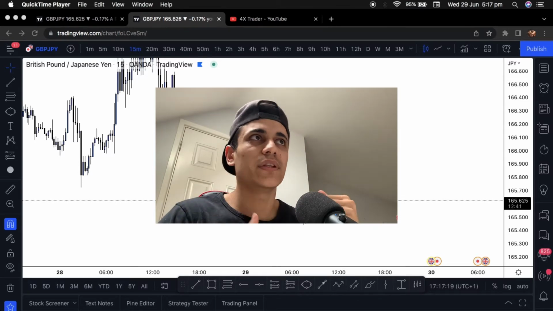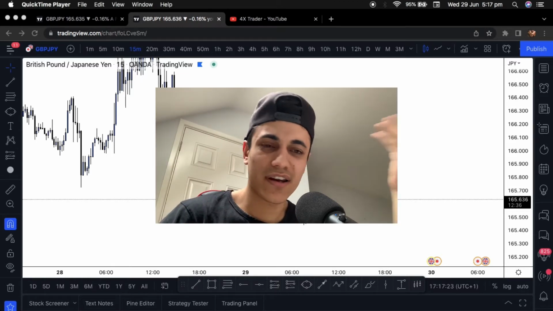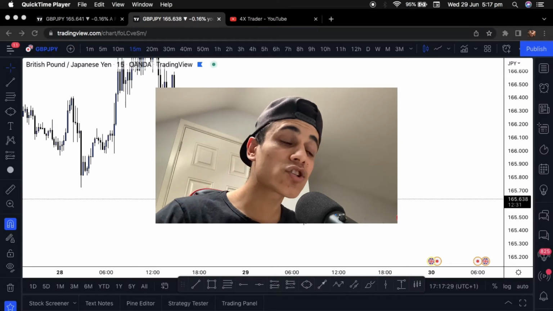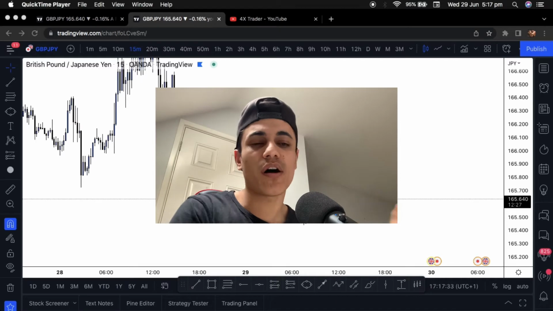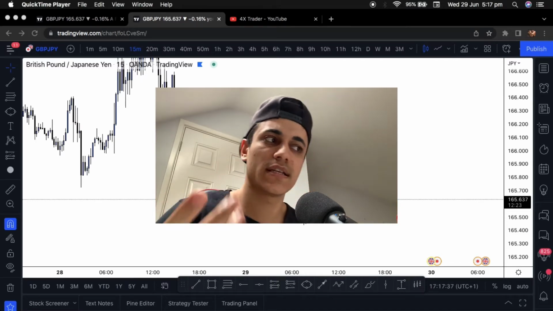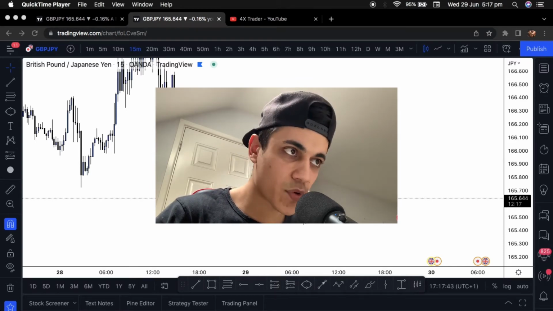I don't know why people need so many pairs to trade when you're not even making money. Just focus on one, master this one, start getting consistent on one pair. Then you can maybe explore other pairs and see which one you prefer, more volatility, less volatility, up to you. The point I want to tell you is trading in session is very important.